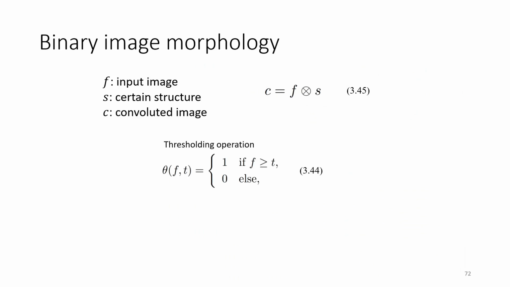All right. Okay. So now let's talk about binary image morphology. It is a relatively easy concept, and let me show. So we have an input image, and we have a certain structure. Then we do the convolution for the input image, and you can imagine the structure means a kernel. You have the concept of kernel already because of our linear filters.